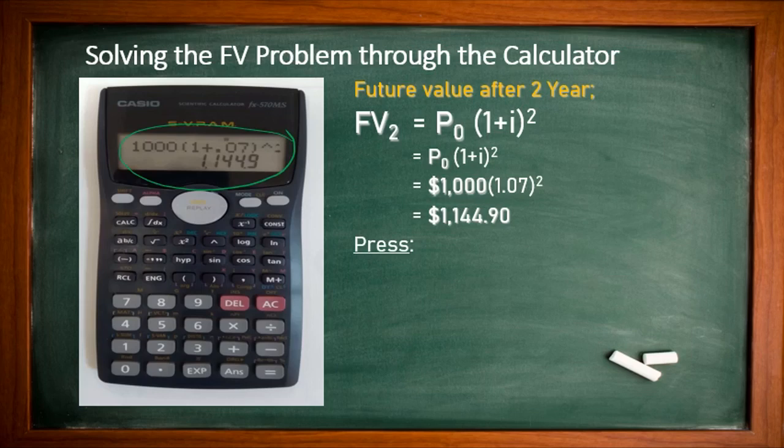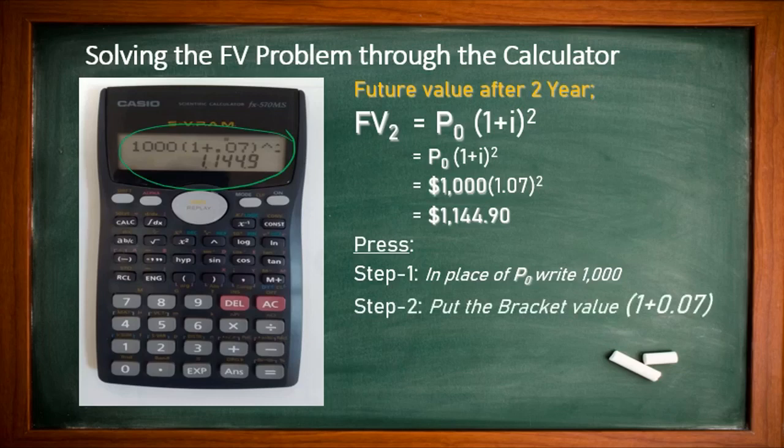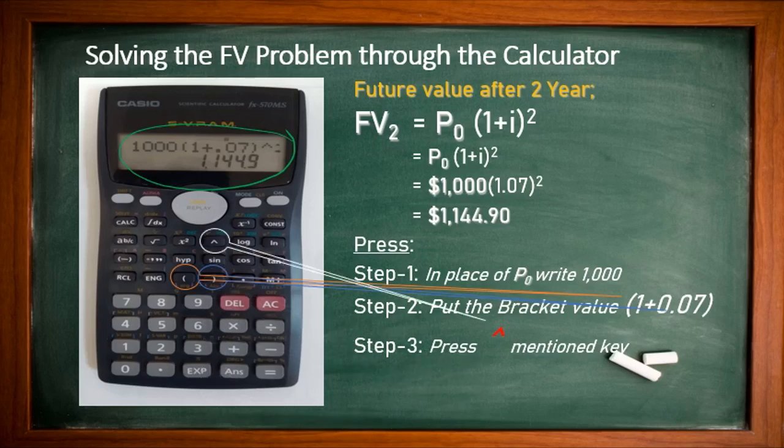Once you apply the formula, the first step is to put the value of P0. We have a deposit of 1000, so we put 1000 in place of P0. Then we have to put the bracket. As I showed you, the bracket starts and then closes after the interest value. Then the next step is to press the power key. It is coming here. You press this key after closing the bracket.